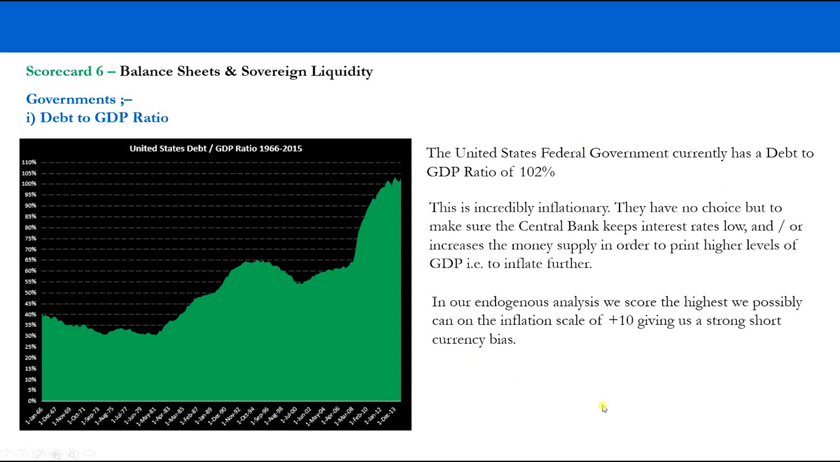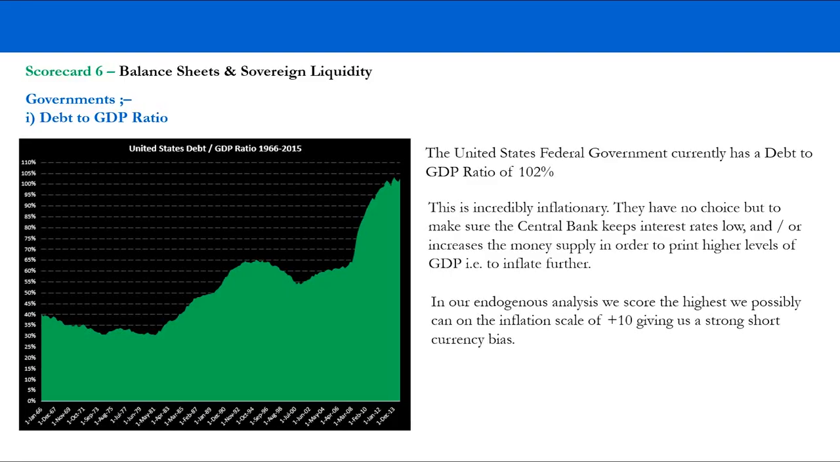The US is actually in this position. In our endogenous analysis, we score the highest we possibly can on the inflation scale of +10, giving us a very strong short currency bias. So the US is in this zone of around 100% plus, where inflating further is probably the only option. So this is inflationary for our scorecards. It's inflationary in the extreme, but unlike our other scorecards, we continue to assign a short bias high score because higher levels of debt to GDP require further inflation, because the other two options are just not even an option.